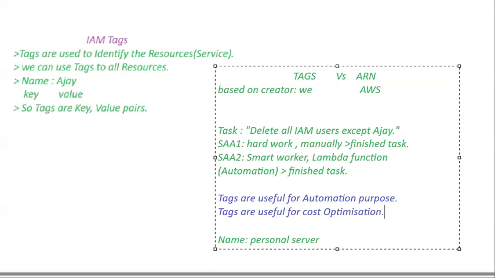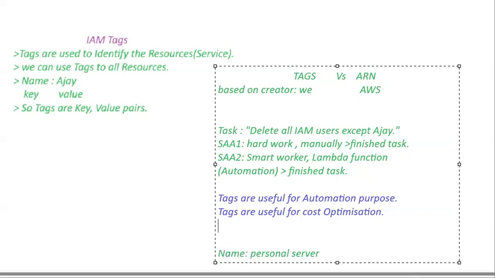So what do tags contain? They contain key value pairs. For example, name, comma, Ajay is a key value pair. Like this, what is the maximum number of tags I can attach to a resource? Now the question is: the maximum number of tags that I can attach to a resource.